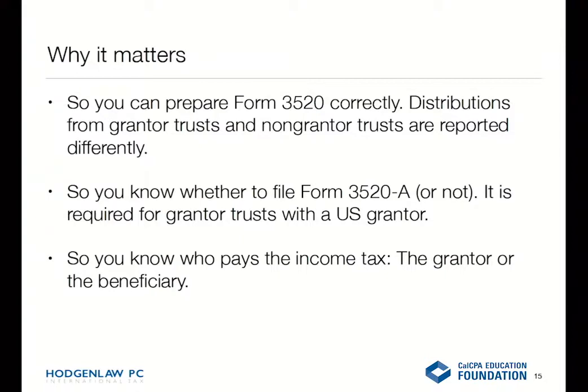When you receive a distribution from a grantor trust, it's filled out differently than when you receive a distribution from a non-grantor trust. So you need to know what parts of the form you're filling out, what applies to you and what doesn't. You also need to know whether you're filing Form 3520-A. It's required for grantor trusts with a U.S. grantor. It's actually not going to be the subject of most of what we're looking at today because we're talking about non-grantor trusts. Lastly, this is important because you know who pays the income tax. It's either the grantor or the beneficiary.